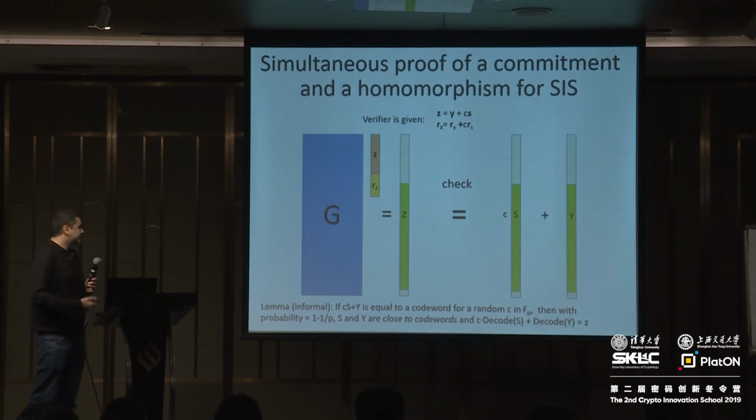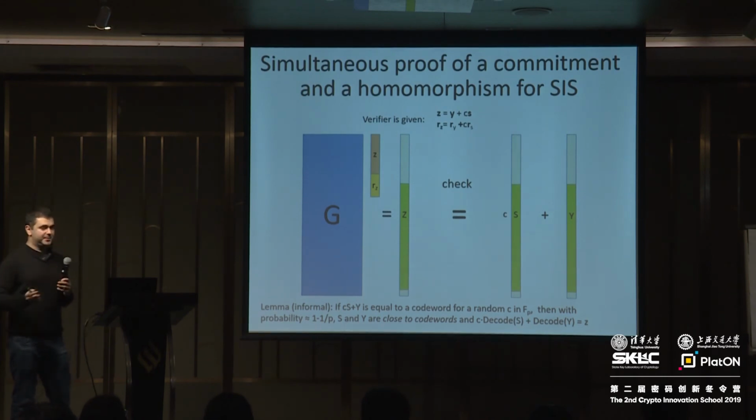Actually, there's a lemma that says that if for a random C, the sum is a code word, or near a code word, then the original things must have been code words as well. So this is again kind of the same trick as before. If C times S plus Y for random C is equal to Z, which we know is a code word, then S and Y must be with high probability also code words. So that's how you prove that the commitment when I committed to S before, when I called it M, really was a valid commitment to something.